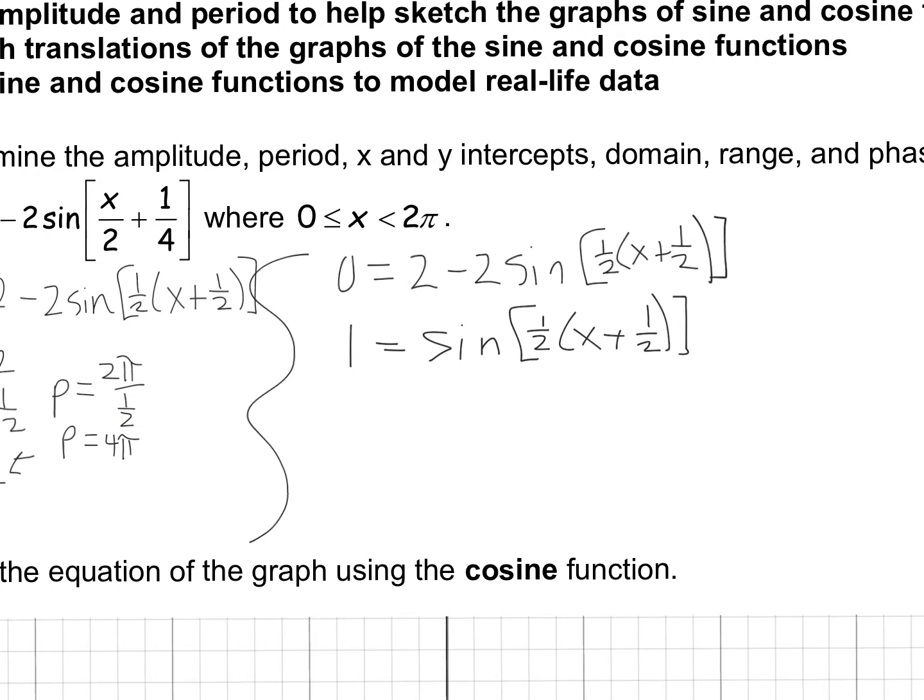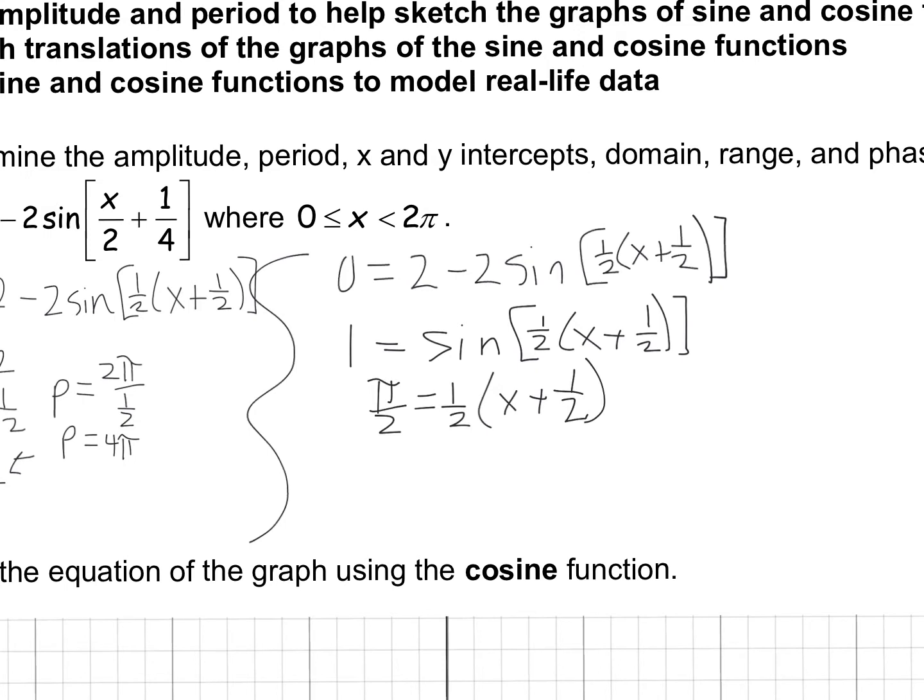Now we have sine of an angle. All of this, think of this as like theta. If I had sine theta equals 1, that's saying what rotation has a y value of 1. That would be pi over 2. So I take that angle, which isn't theta, it's all of this, and set it equal to pi over 2.